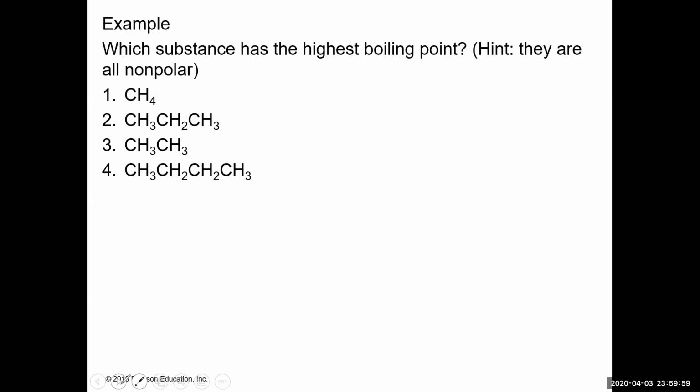Let's try another example problem. Which of these substances has the highest boiling point? Hint, these are all nonpolar molecules. Pause the video as you try to figure this one out.